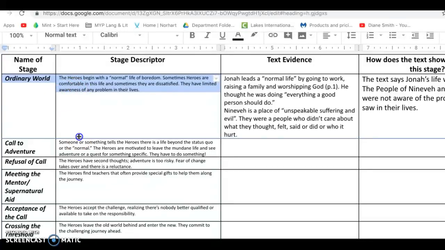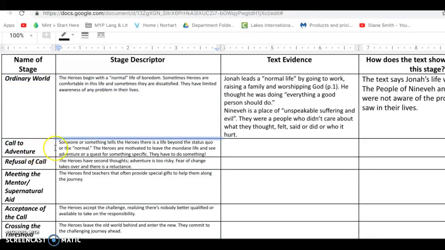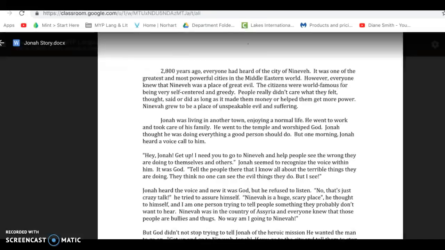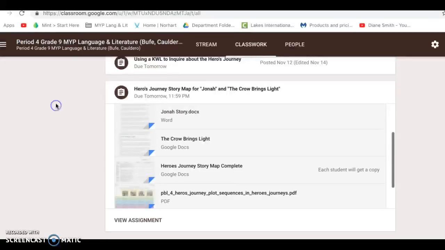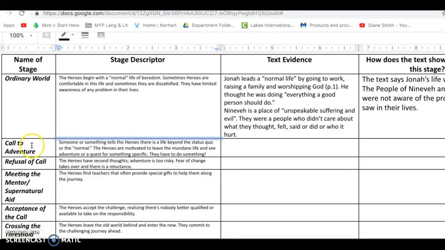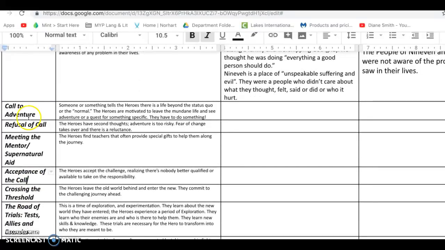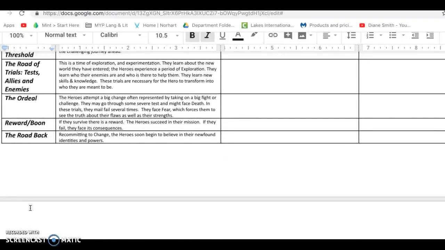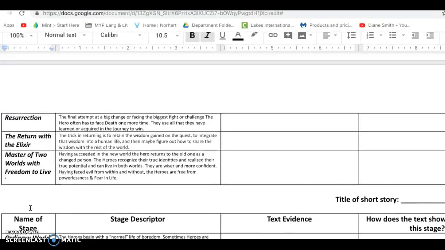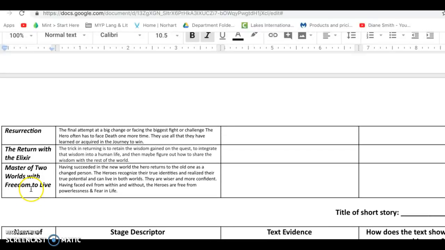And so then I would go ahead and read the rest of Jonah and see what steps of the hero's journey are being used in this particular story, and I complete the text that way. And you're going to do this for Jonah, and I highly recommend you also do it for a story called Crow Brings Light.